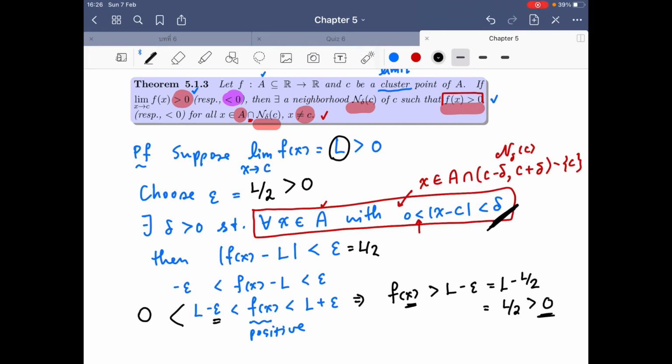If you say that, hey, I don't like L over 2, can we choose something else? Of course. L over 4 can do, or L over 10 can do, as long as the epsilon you're choosing is positive. That will do, right? So you really need to think about what if f of x is... we need to prove that if the limit is less than 0, then f of x will be less than 0 inside that neighborhood.